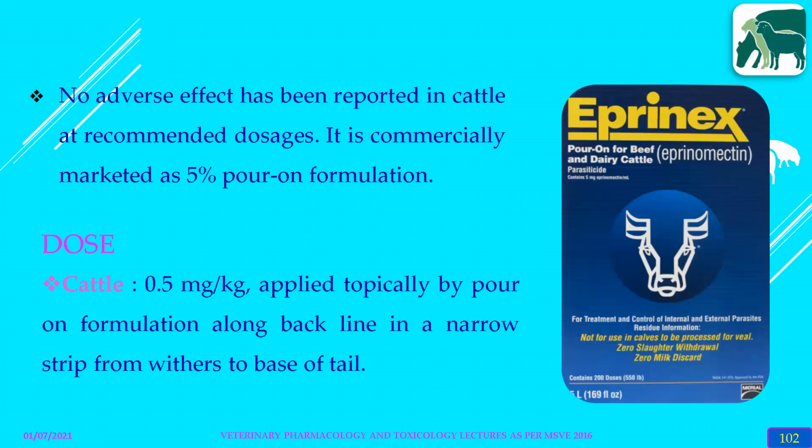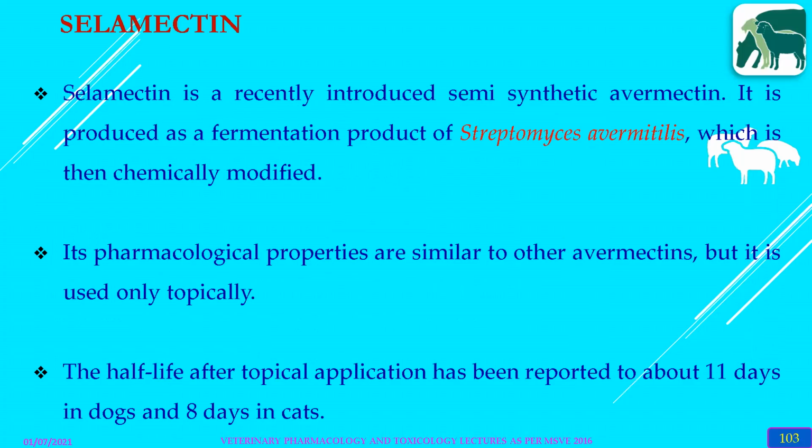Then there is no adverse effect at the recommended dosage, like 0.5 milligram per kg, and it is applied topically. Nowadays it is an era of pour-on preparations, applied along the back line in a narrow strip from withers to tail. So between the horn and the tail, you need to administer this particular drug.